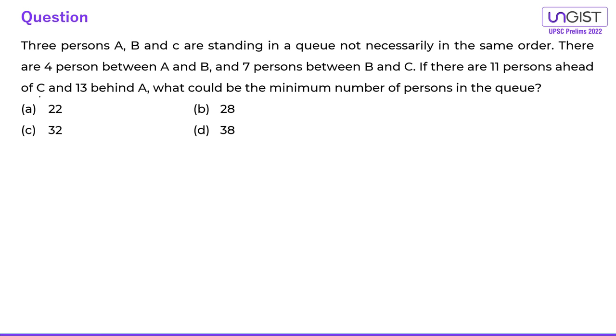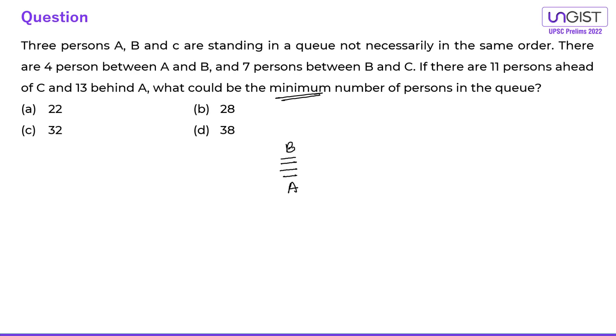Next question is, three persons A, B, C are standing in a queue, not necessarily in the same order. There are 4 persons between A and B, 7 persons between B and C. If there are 11 persons ahead of C and 13 behind A, what could be the minimum number of persons in the queue? Guys, here we need to check all the possible combinations, and I have checked it already. So the combination that I have got, let me tell you: there are 4 persons between A and B. So 1, 2, 3, 4.